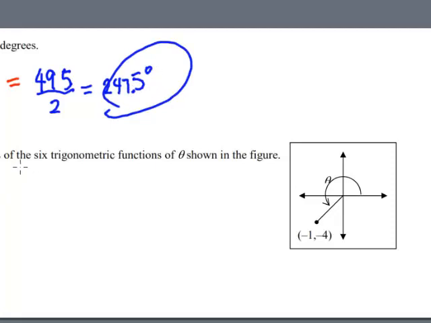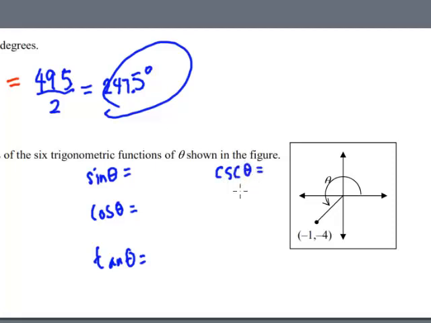Find the exact value of the six trig functions. So I want sine, I want cosine, and tangent. And I want the reciprocal of those. So cosecant, secant, and cotangent.